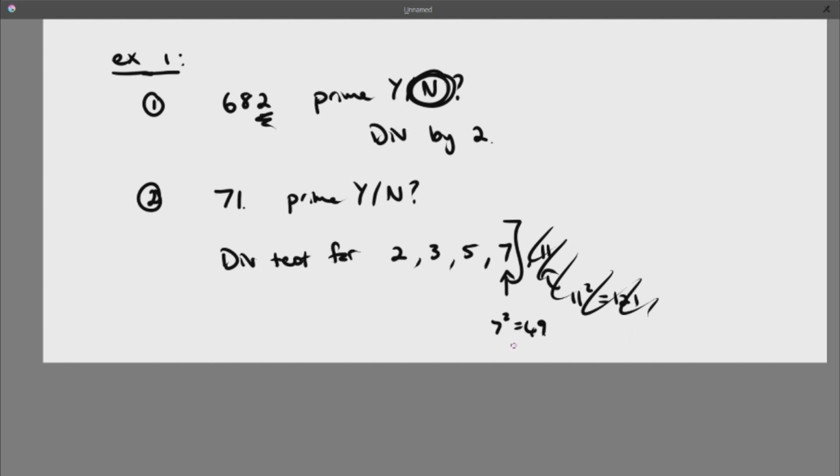Next one is 11, but 11 squared is 121, which is greater than my number, so I can stop right there. Is 71 a prime number? No, it is a prime number, because everything I checked in the list that I should check gives me no. So 71 is not a multiple of the important prime numbers, and I don't need to check further. So yes, it is a prime number.